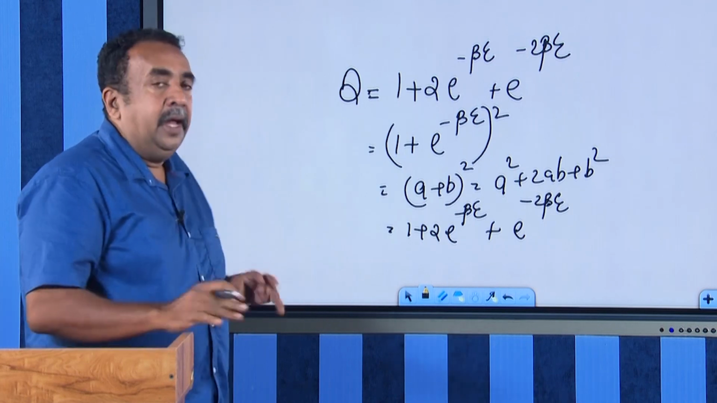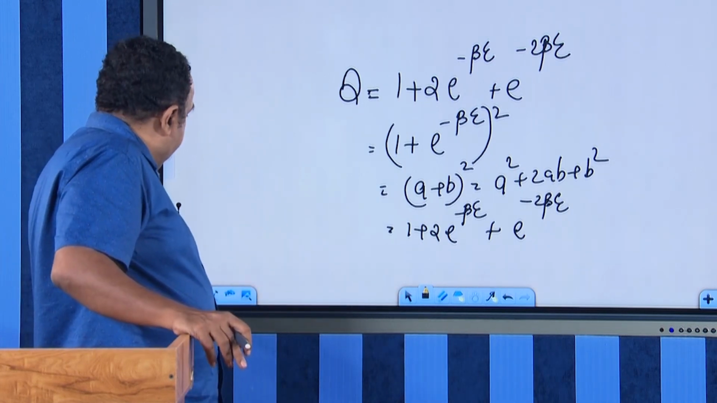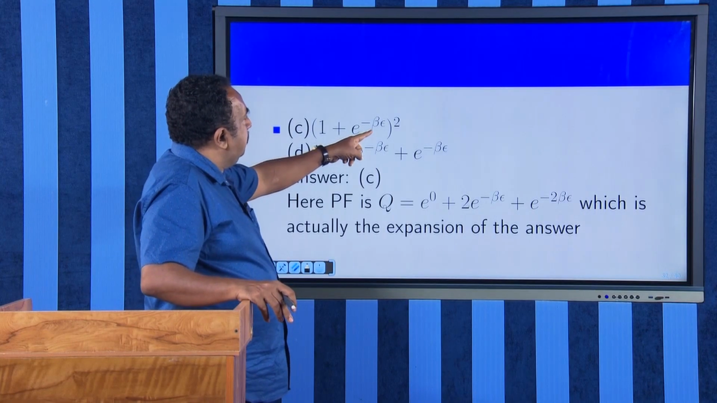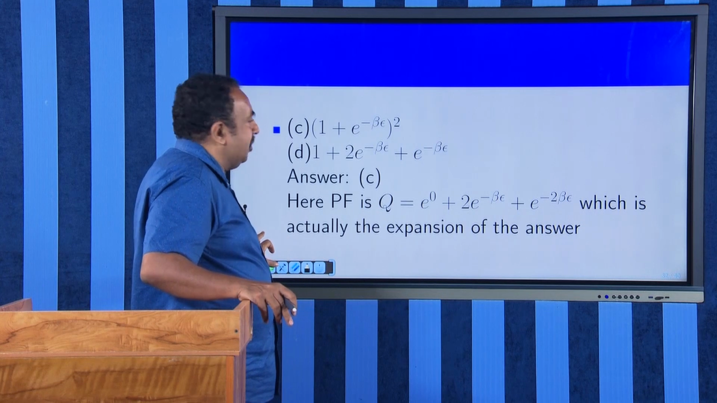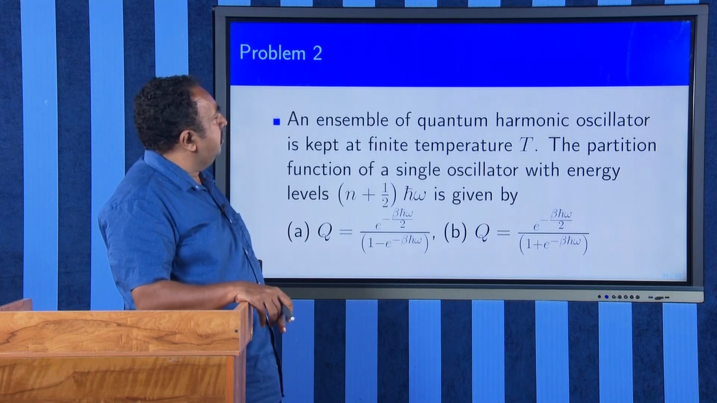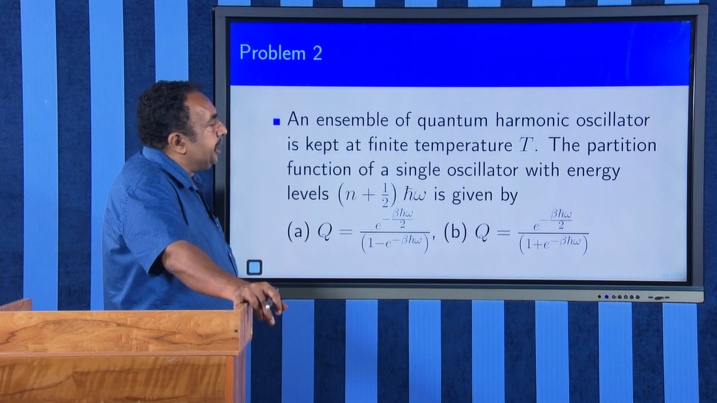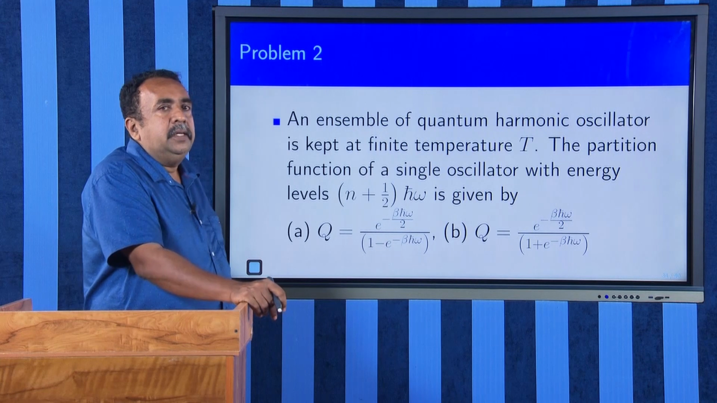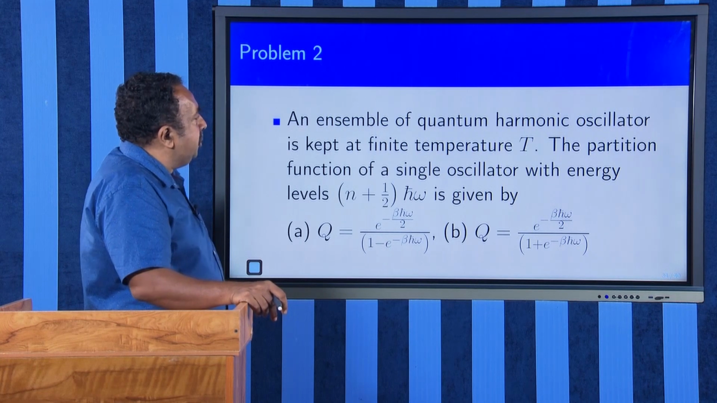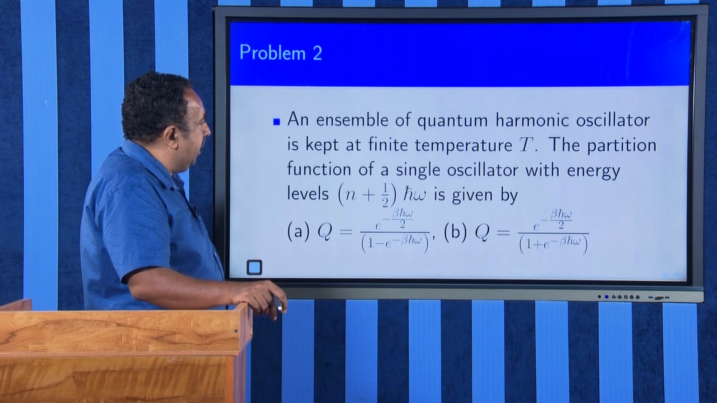Directly sometimes your answer will not be given, but in an alternate way they had given the answer, which is 1 plus e raised to minus beta epsilon whole square. Now, second problem. An ensemble of quantum harmonic oscillators is kept at a finite temperature T. That means the temperature is constant, which means it is a canonical ensemble. The partition function of a single oscillator with energy levels n plus half h cut omega is given by.